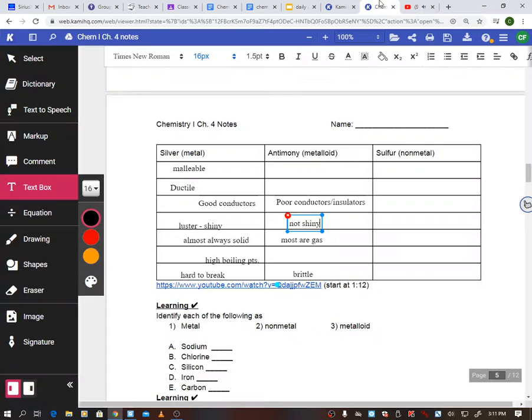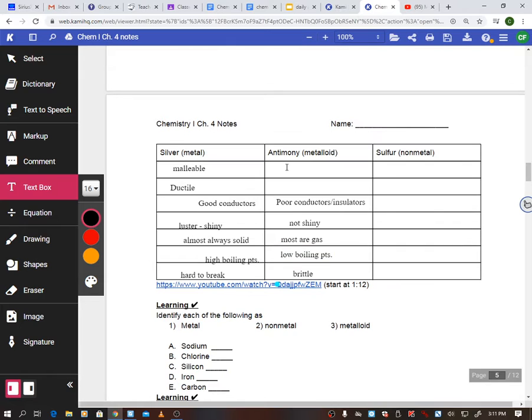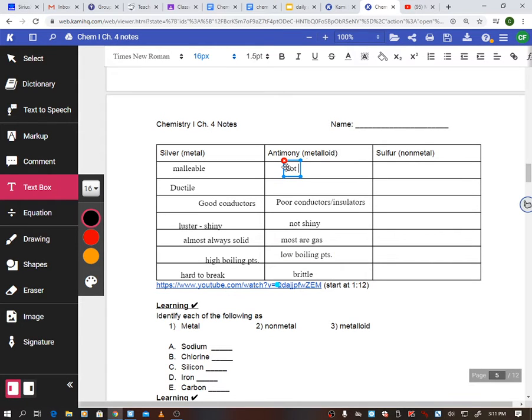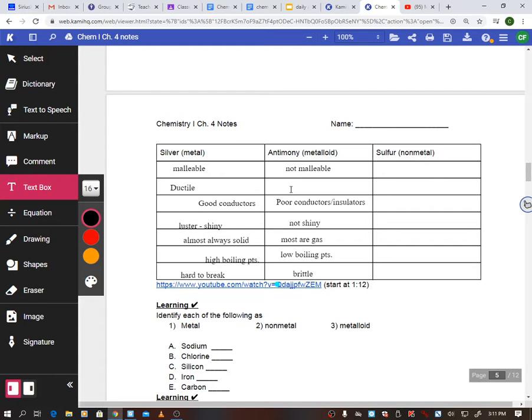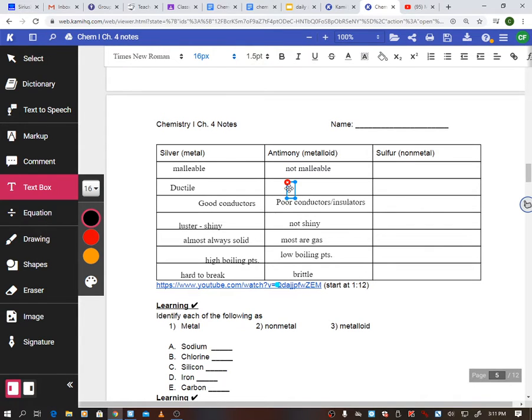All right, so that's it. I filled this in. I'm not going to put anything here. They're not malleable. They're not ductile. They have low boiling points, so I'm going to put that here, low boiling points. I know he didn't say it in there, but just know that you can't hammer these into thin sheets. You can't form them into wires, so not ductile.